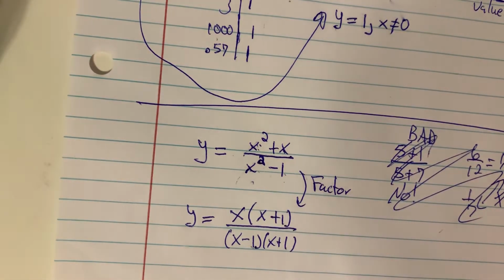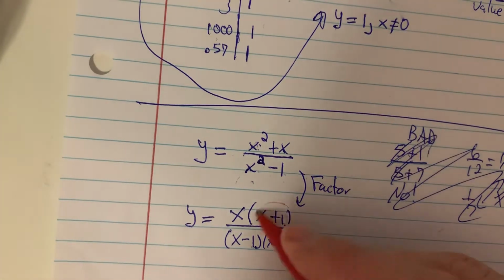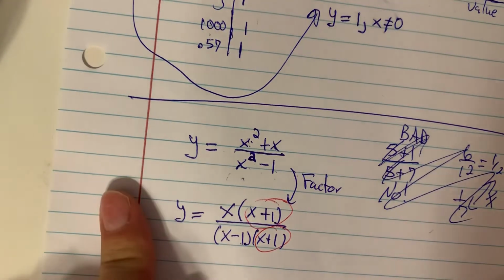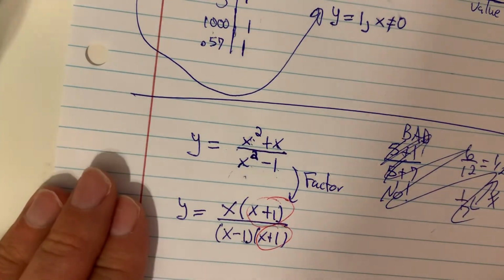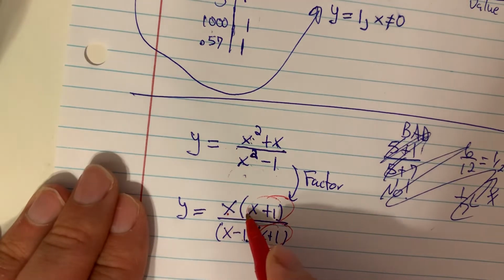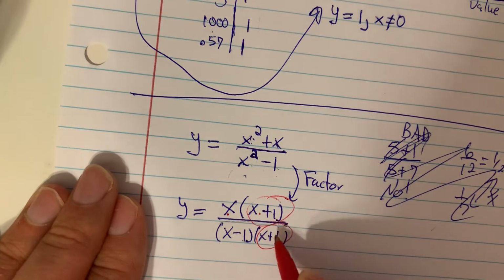There's no x's here. And now we'll notice that there is an x plus 1 on top and an x plus 1 on bottom. And I claim that you can now cancel these out. And the difference from before, why we can cancel these out, is because x is getting multiplied by x plus 1 and then getting divided by x plus 1.